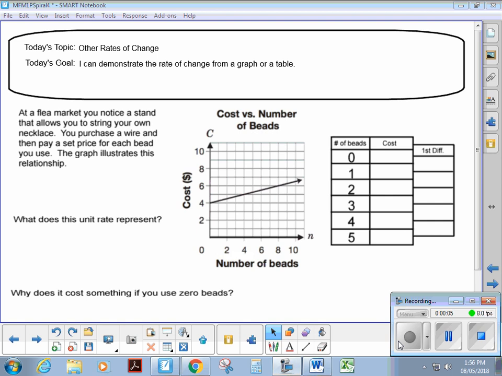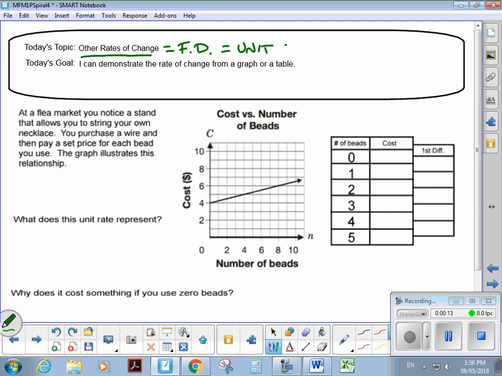So today we're looking at other rates of change. And remember, rates of change, that's equal to first differences. That's also equal to unit rate. All three terms mean the same thing, depending on the context. So I can demonstrate the rate of change from a graph or a table is our goal today. So the two examples we're going to go through.